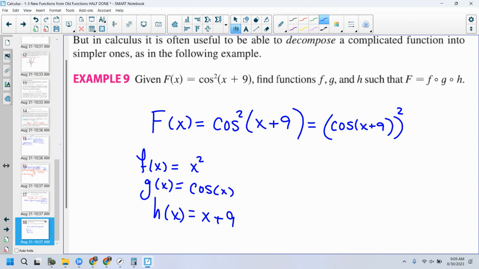And if you were unsure, like, did I use the right function there? Take x plus 9, put it into cosine. Take cosine of x plus 9, put it into x squared. Cosine of x plus 9 quantity squared, which gets us back to cosine squared of x plus 9. Okay. All righty, let me stop the video.